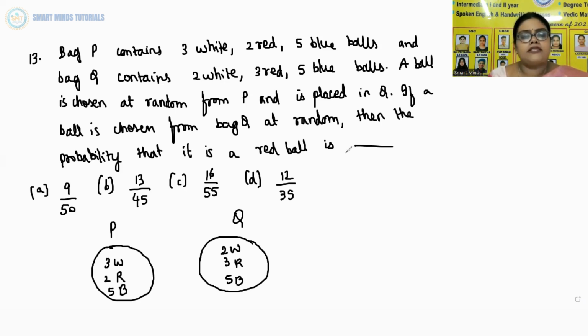First, try to analyse the question. So there are 2 bags. In one bag, you have 3 white balls, 2 red balls, 5 blue balls. In the second bag, you have 2 white balls, 3 red balls, 5 blue balls. Now, one ball you are taking at random from P and you are placing it in Q. Okay, now after adding one more ball in Q, we have to find the probability that a ball chosen at random from bag Q is a red ball. So let's see how to proceed with this.